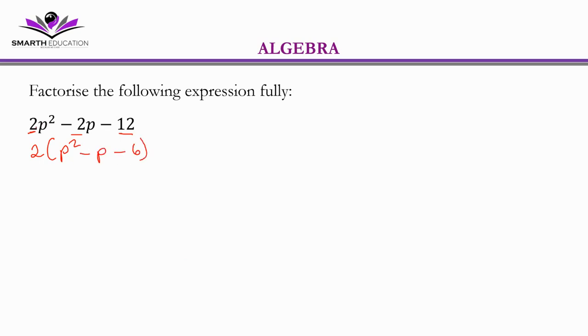See that? We say 2p squared divided by 2, we remain with p squared. Negative 2p divided by 2, we remain with negative p. Negative 12 divided by 2, we remain with negative 6.